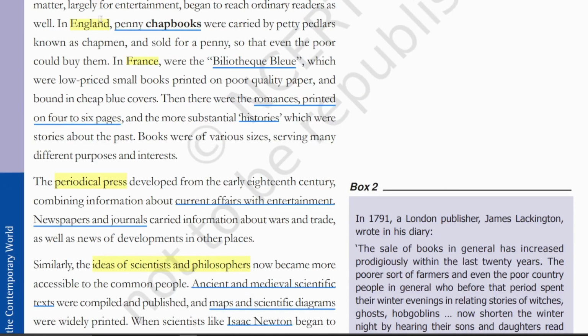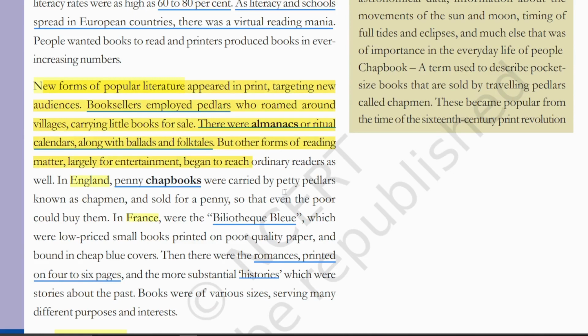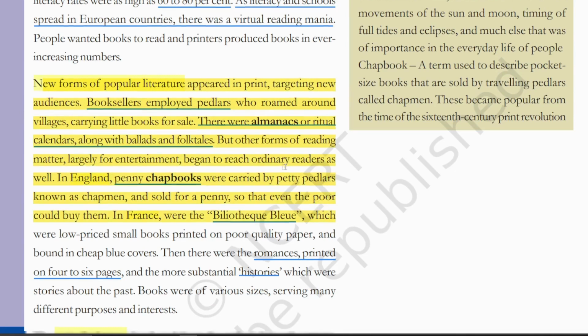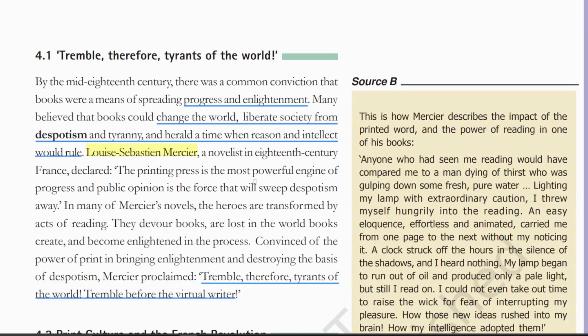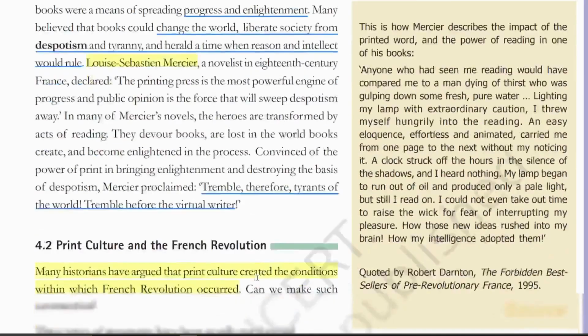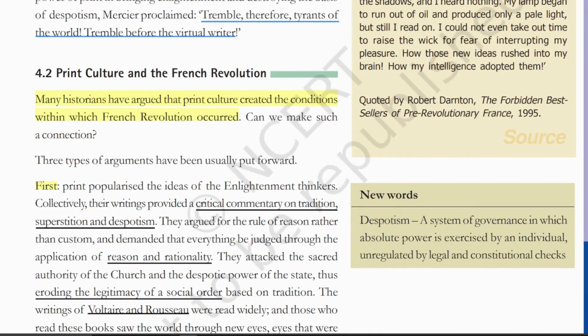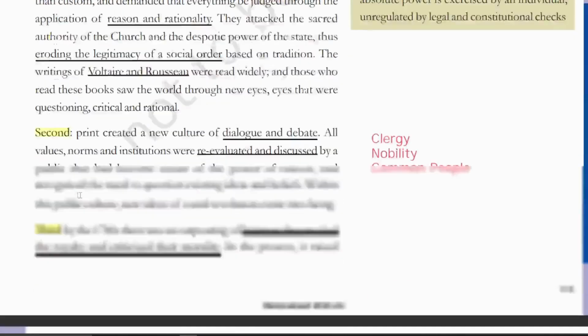It's about how books became cheap. So you'll have to read through all this. Maybe it might not come as a 5-marker, but it can surely come as MCQs. We recently added it, so there are high chances of MCQs coming from here. This is also important. This is all just a reading part, nothing much to explain.